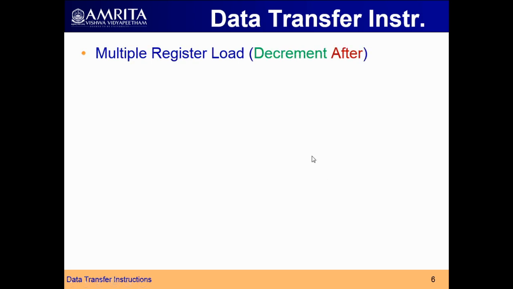So now we are going to deal with decrement after. Till now we were dealing with increment after and increment before. That means the address pointer was incrementing, but now we are going to deal with the operation where the address pointer is getting decremented. So the first operation is decrement after.